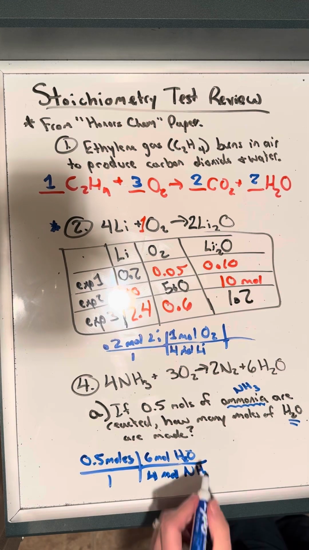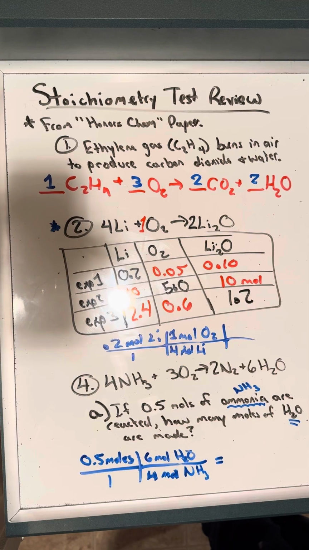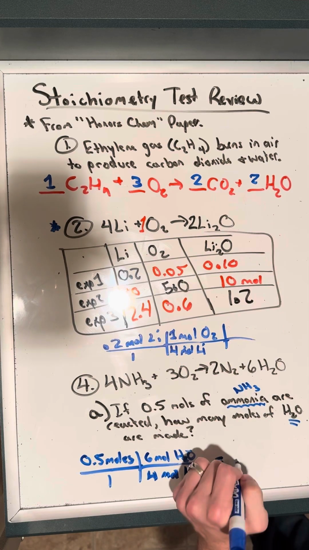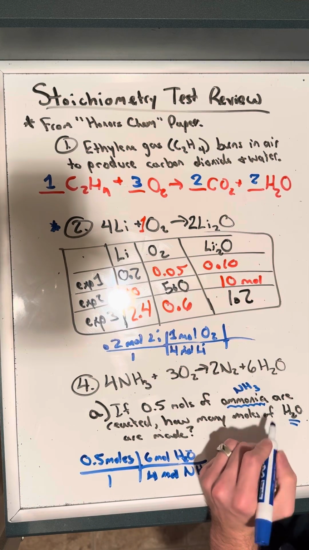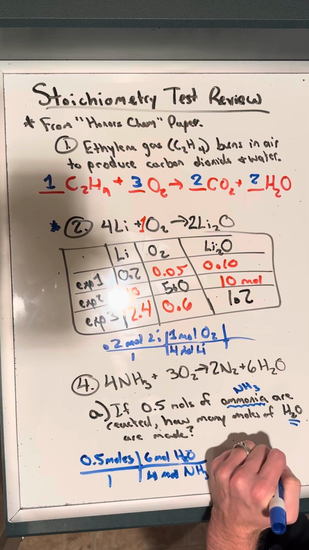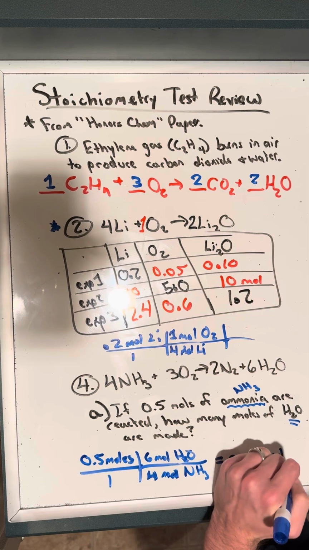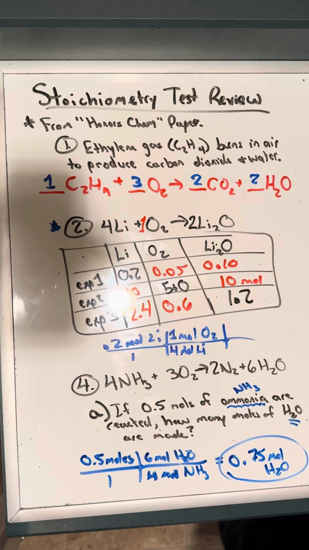And so I'm going to multiply straight across, simplify that down, and I'm basically going to get an answer. My answer for this guy is going to be 0.75 moles of H2O. And so that gives me at least a good start.